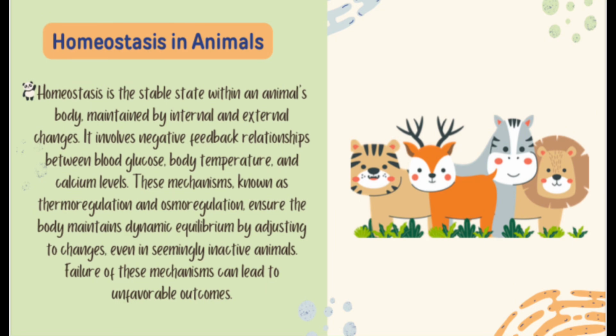So, homeostasis is the maintenance of a stable internal environment in animals achieved through mechanisms like thermoregulation, which is temperature control, and osmoregulation, which is water and electrolyte balance. These mechanisms use negative feedback to counteract changes in variables such as blood glucose, body temperature, and calcium levels. Failure of these mechanisms can result in various health problems ranging from mild discomfort to serious illness or death.